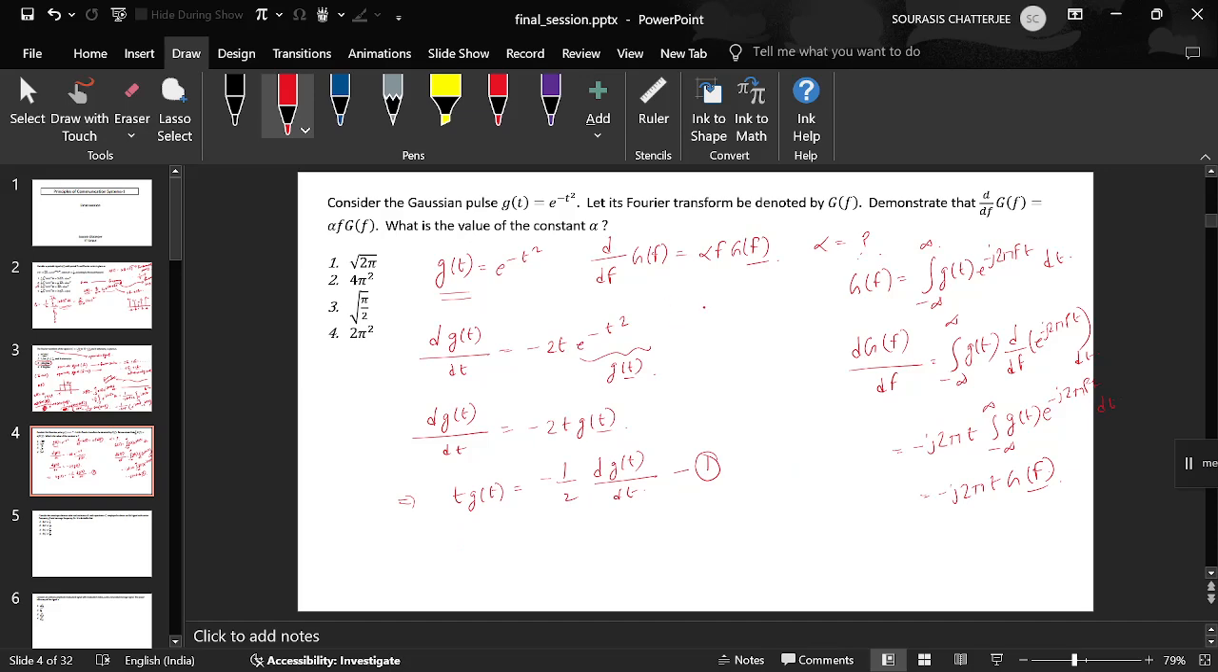I also know that if g(t) has Fourier transform G(f), then the derivative will have Fourier transform j 2 pi f G(f).